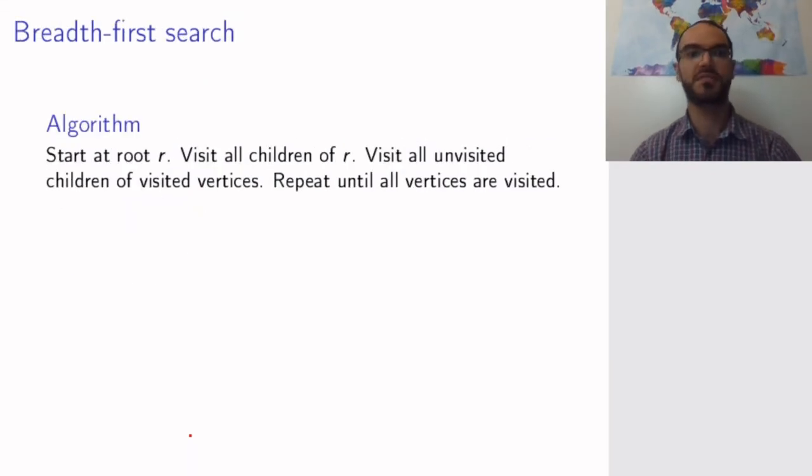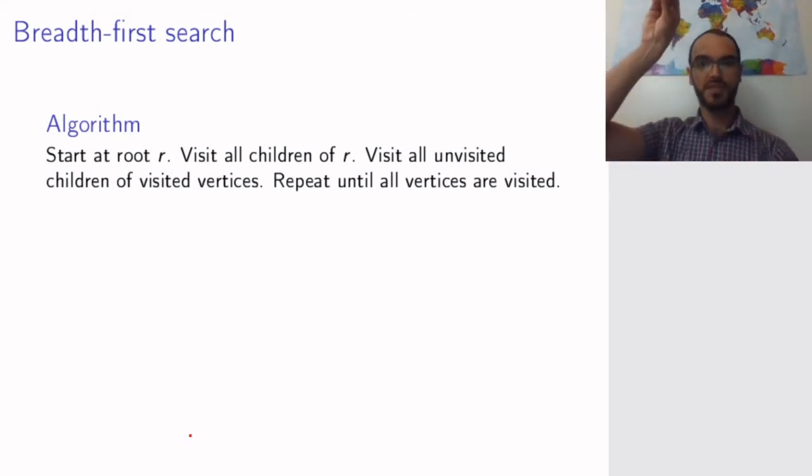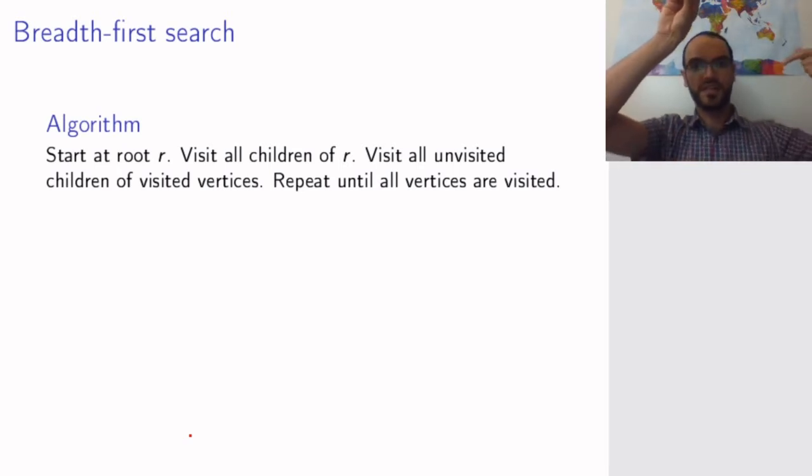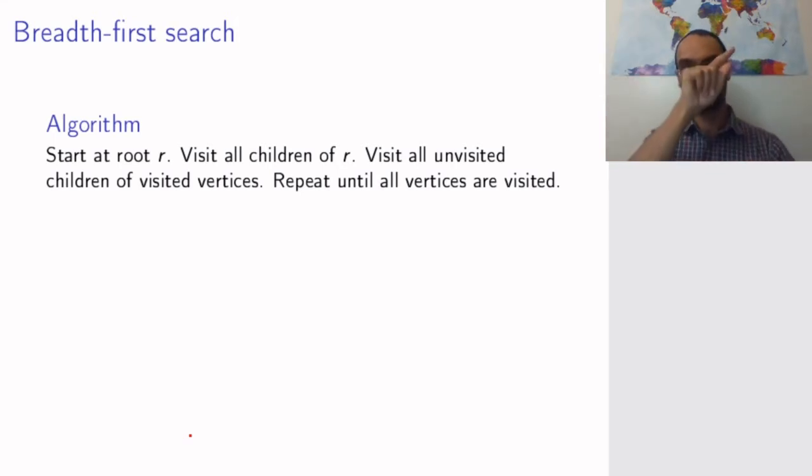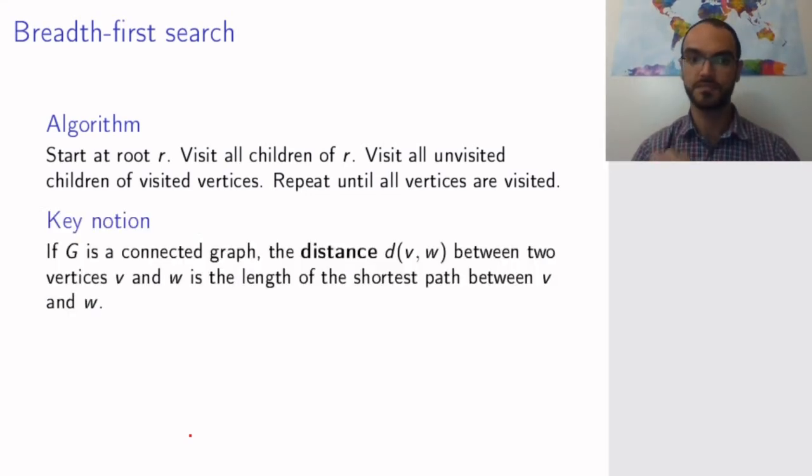So how does breadth-first work? In breadth-first search, you start at the root, and now you want a systematic way to visit all the vertices in the tree. So first you visit all the children of your root, so everything that's adjacent to R. Once you've gone through all those, then you go one step down and search through all their children, and one step down and search through all their children, and so on, layer by layer, until all vertices are visited.